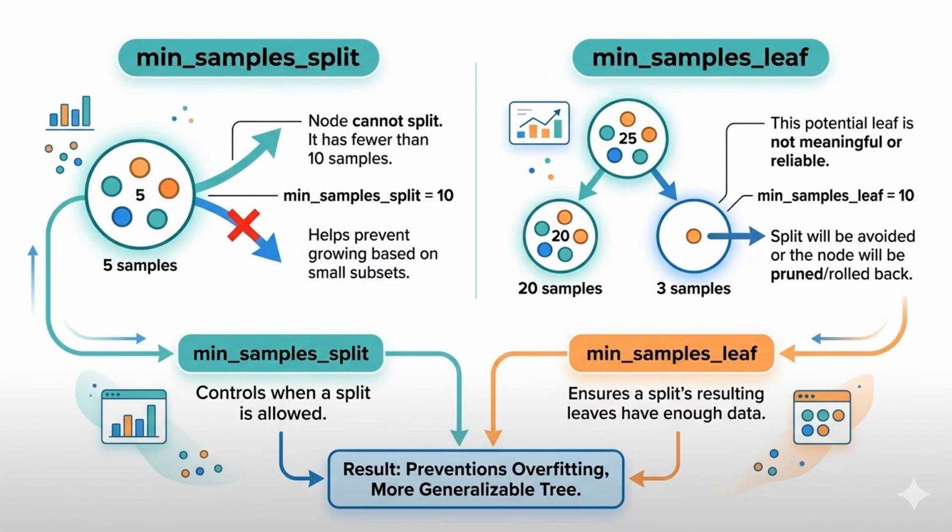In the right side of the figure, suppose a node with 25 samples is about to split. One side would contain 20 samples, which is fine, but the other side would contain only 3 samples. If min samples leaf equals 10, this split is considered invalid, because one of the resulting leaves is too small to be meaningful or reliable. So the split is avoided, or in practice, the node will be pruned or rolled back.